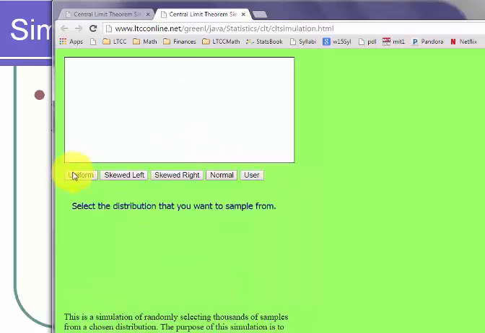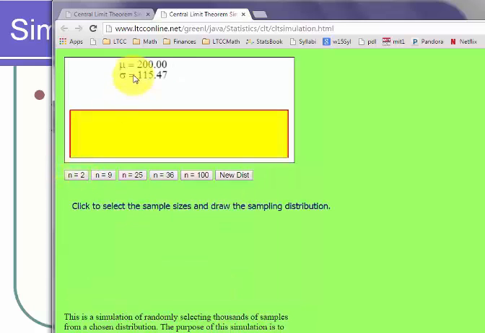This time let's pick a uniform distribution just for fun. Same mean and about the same standard deviation. 115 will be our standard deviation. Mu is 200. And let's try n equals 36. See what happens. So we saw that if we started with a normal distribution, we got a normal distribution when we looked at the sampling distribution. Now if we start out with a uniform distribution, what distribution do you guess we might get for the sampling distribution? Well, let's try it.